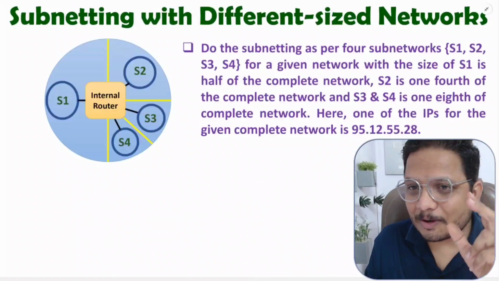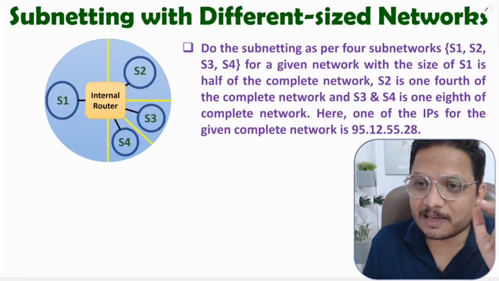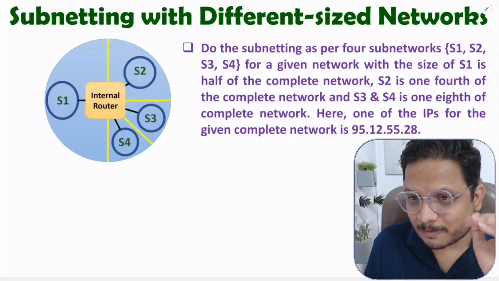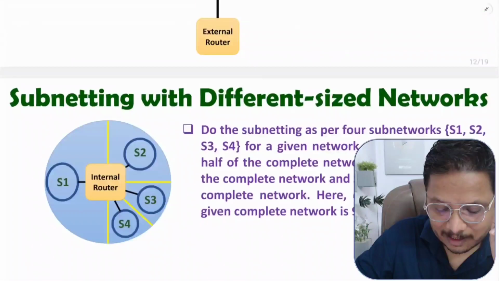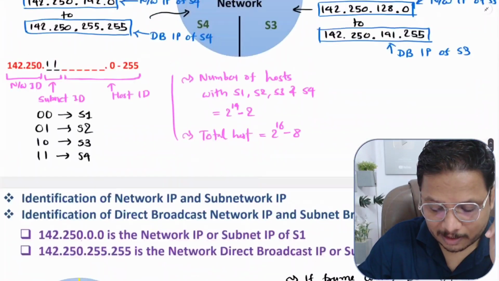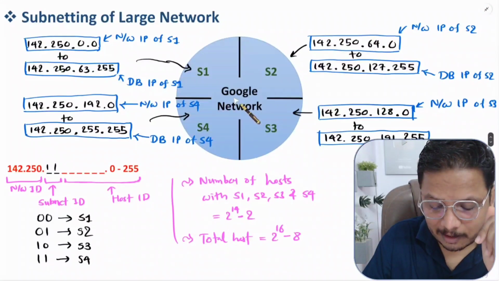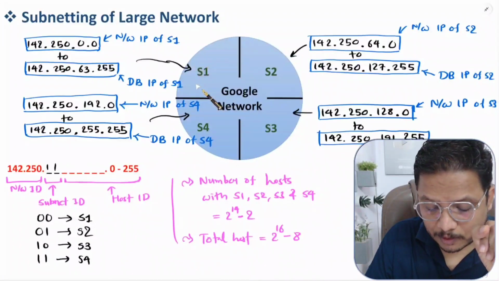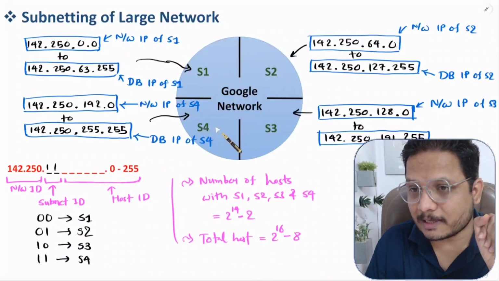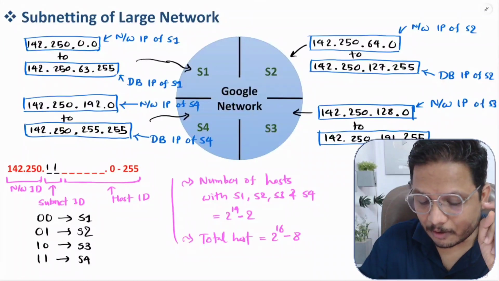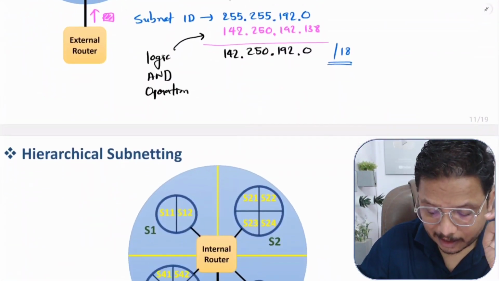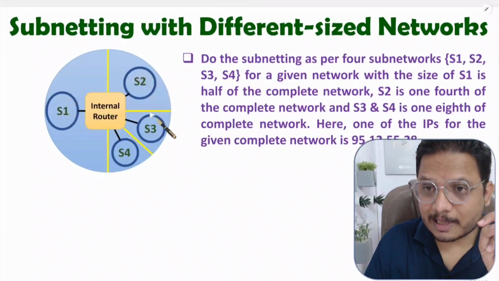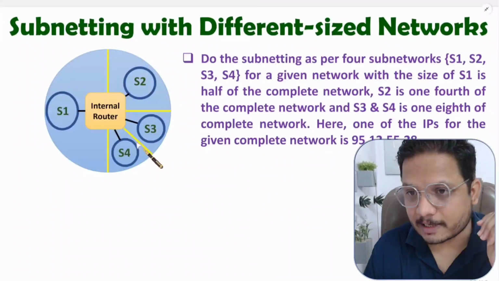In this video, I'm going to explain subnetting with different sized subnets. In my previous video, I explained subnetting, but in that case I bisected the complete network into 4 sections, and those 4 subnets were of equal size. Now in this video, I'll do subnetting, but if you observe here, the size of the subnets is not equal; it is different.